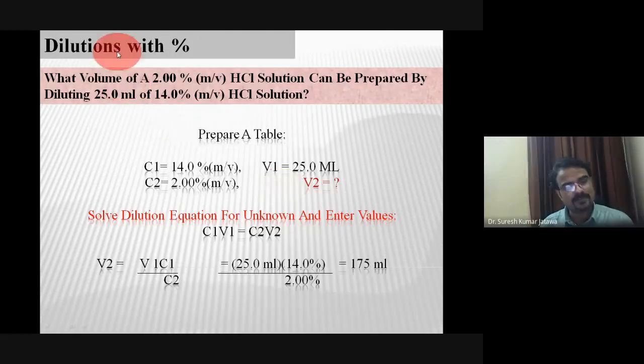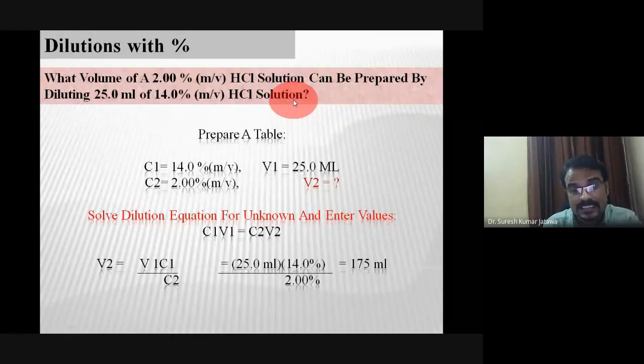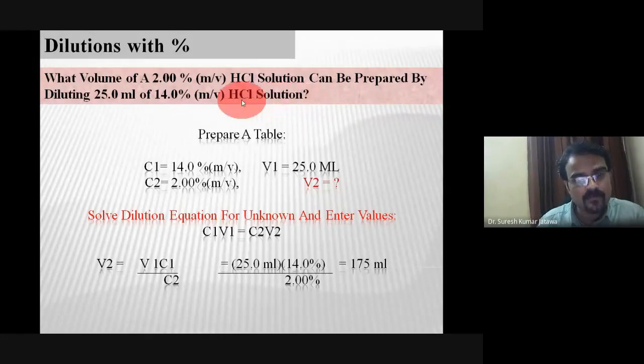Now dilutions with percentage. What volume of a 2% mass by volume HCl solution can be prepared by diluting 25 ml of 14% HCl solution? So please read carefully first and prepare a table. What is given in the problem? So here you can see you have to prepare 2% mass by volume. Here given this is percentage. 2% mass by volume means it has to be prepared.